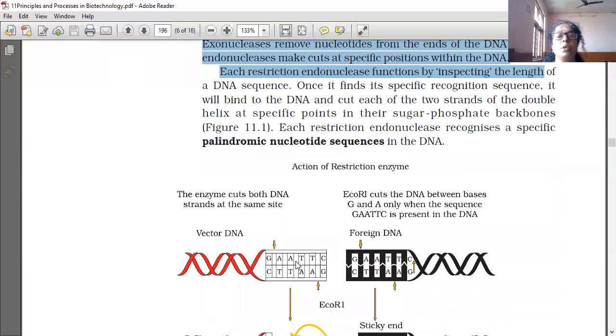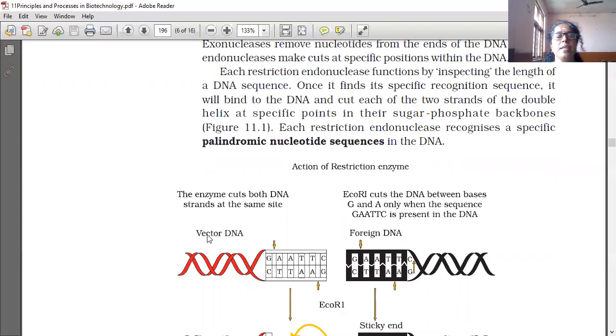So two DNAs are there, vector DNA and foreign DNA. The enzyme cuts both the DNA strands at the same site only. That is important. This restriction enzyme cuts both the DNAs at the same place only. Here, in between the G and A, it is cut. Here also it is cutting in between the G and A.